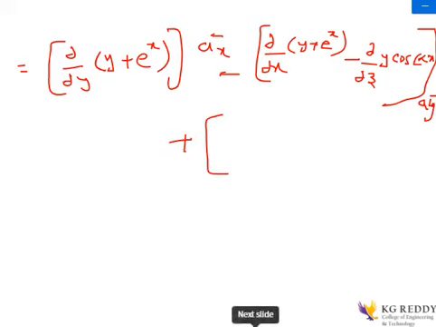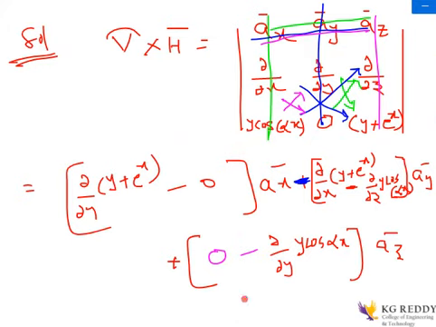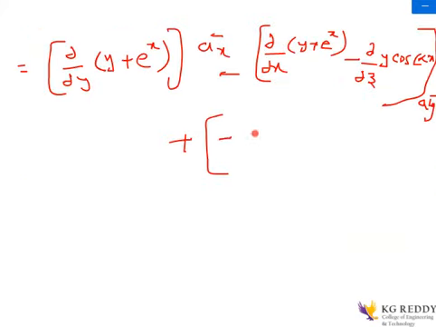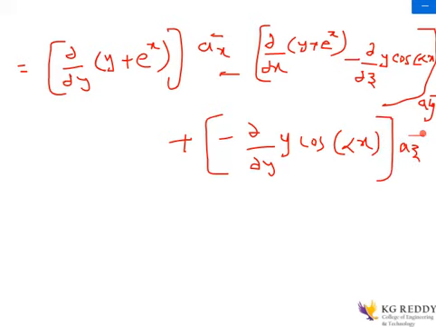Plus the third component. The third component here is 0. After removing this 0, you will be getting minus dou by dou y of y cos alpha x into az. Now what you need to do is the partial derivative of this one with respect to dy, the partial derivative of y plus e power x with respect to dx, and in the same way with respect to dz and with respect to dy.